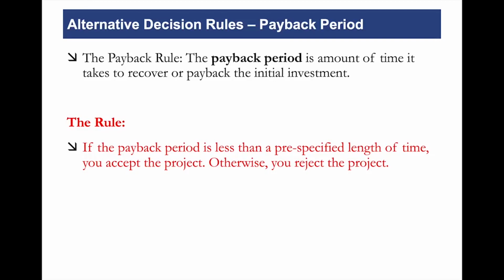Now, what is the pre-specified length of time? Much in the same way a manager needs to estimate the discount rate, a manager would also decide how long this pre-specified length of time is. So it could be 1 year, it could be 2 years, it could be 3 years, whatever the manager decides. And essentially the manager is saying, we want to pay back the initial investment in this time period. So let's have a look at an example.